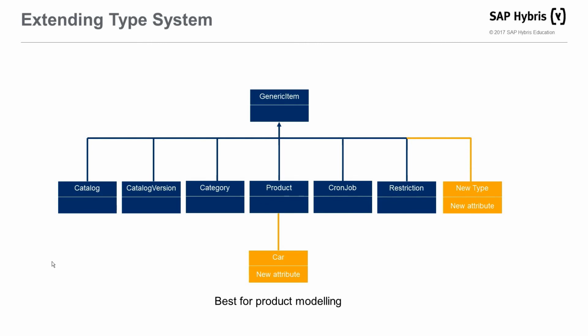The second approach to extending the type system is adding attributes to out-of-the-box core types. This is suitable when the added attributes should apply to all items created by types lower in the type hierarchy. SAP Hybris recommends caution when using this approach, as it creates a direct dependency to a Commerce Suite type.